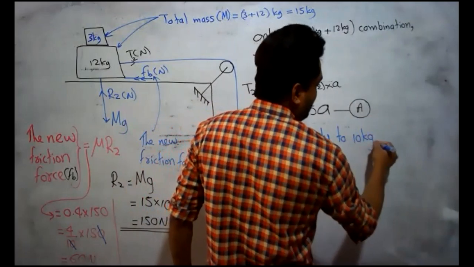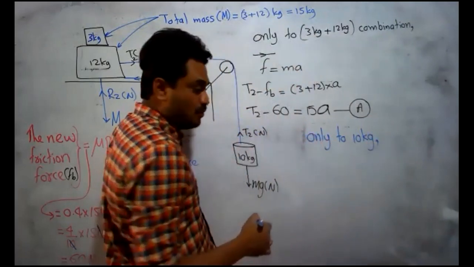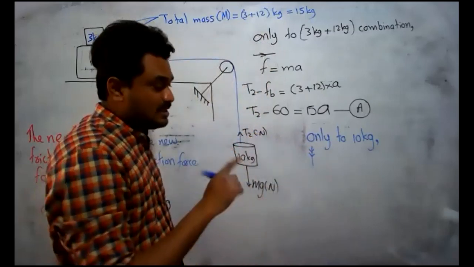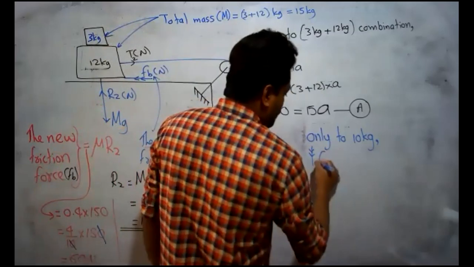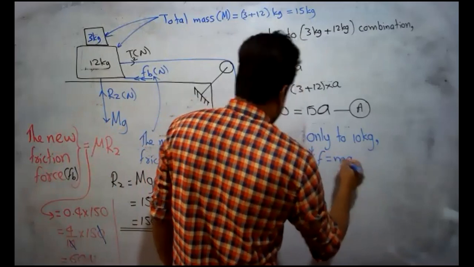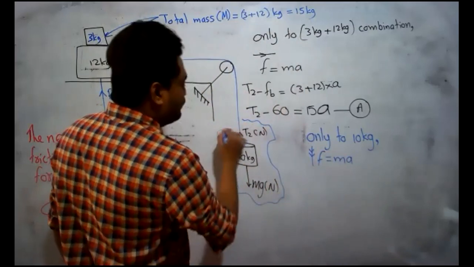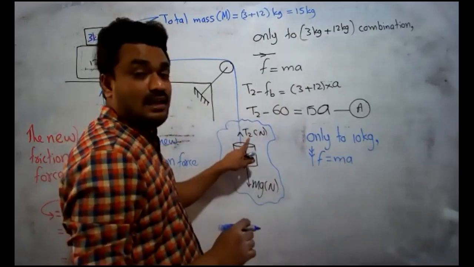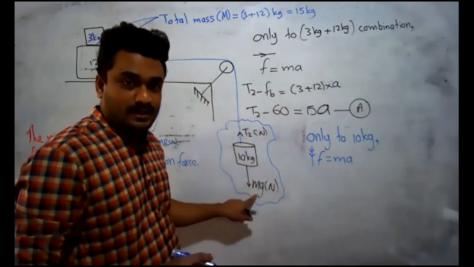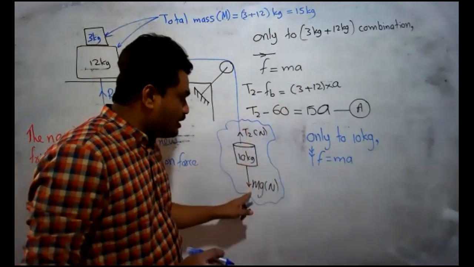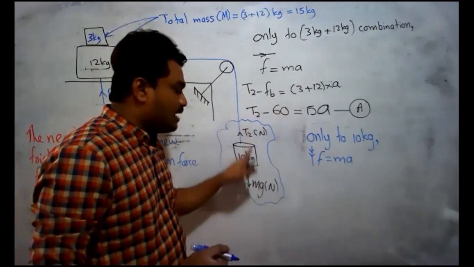We must clearly indicate these things. Only to the 10 kg object, vertically downward. We are dealing with vectors, so we must indicate the direction. We should apply F equals ma. There are two vertical forces acting on it: T2 acting upward, mg acting downward. So we apply the equation downward. Therefore, the resultant downward force is mg minus T2.